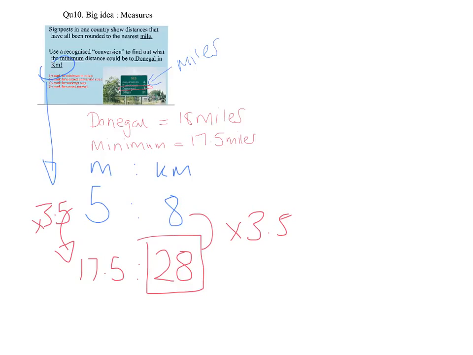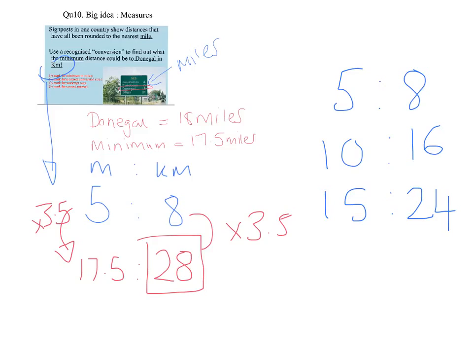However, if you didn't know that, there's an easier alternative method. Bit of patience. For every 5 miles you get 8 kilometres, so we know that 10 would be 16. Just double in equivalent ratios, follow the process down. 15 would be equal to 24. Then you get a bit stuck, you get to 17.5.